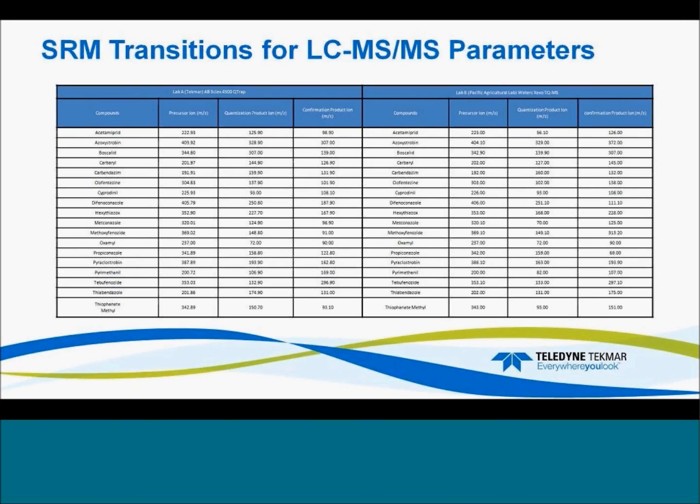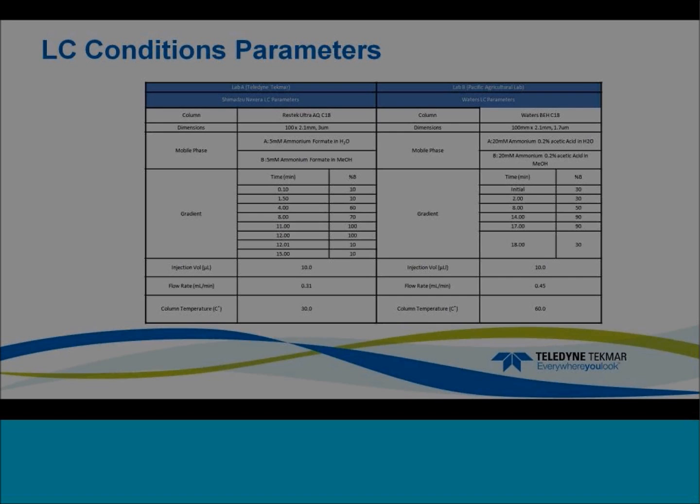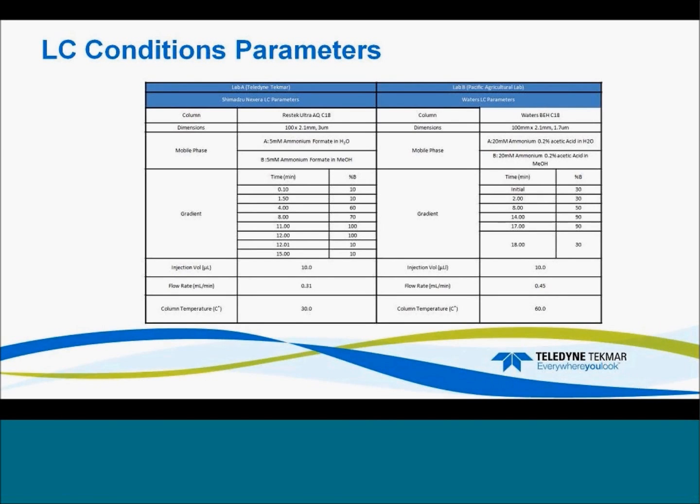As you see here, it's the SRM transition list for LC-MS parameters. We basically ran the same compounds. Most of them had the same transitions. Some of them slightly varied. For LC conditions, we ran on an HPLC, LC-MS/MS. They ran on a UHPLC. We did a 5 millimolar ammonium formate. They did a 20 millimolar ammonium formate with 0.2% acetic acid.